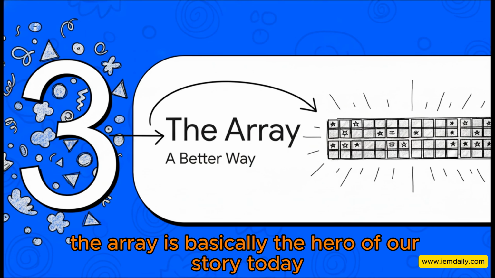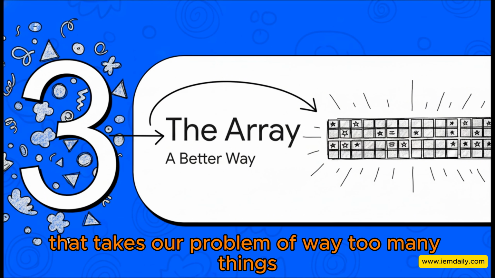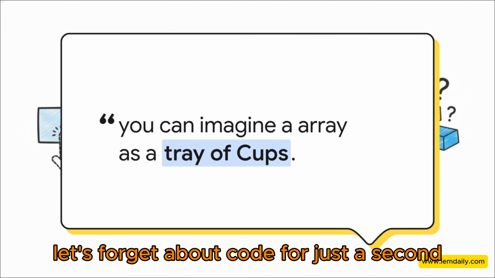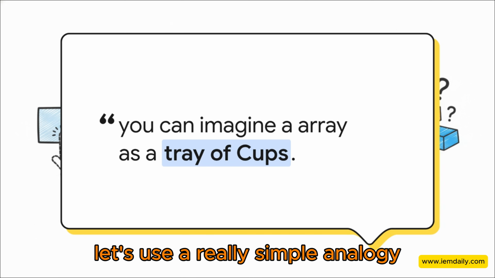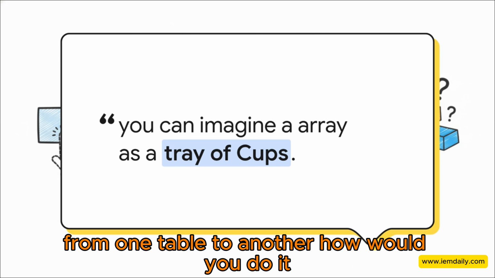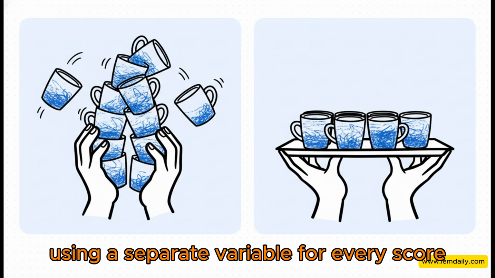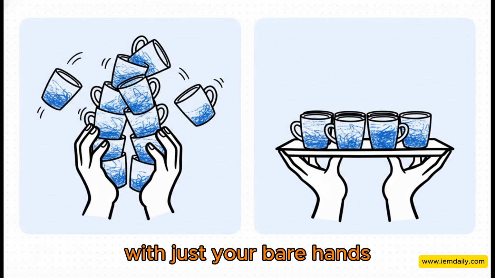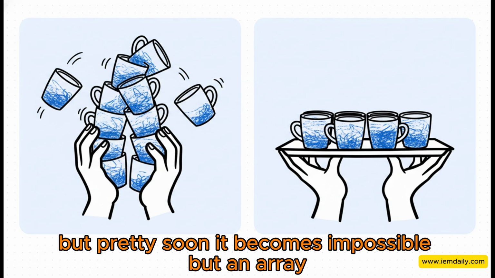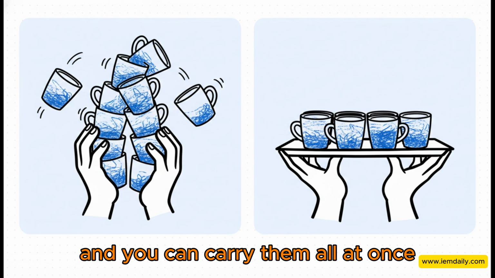The array is basically the hero of our story today. It's this simple, brilliant concept that takes our problem of way too many things and cleans it all up into just one thing. To really wrap your head around this, let's forget about code for just a second. Let's use a really simple analogy. Imagine you're in a kitchen and you need to carry a bunch of cups from one table to another. How would you do it? And this right here just nails the difference. Using a separate variable for every score is like trying to carry all those cups with just your bare hands. You might manage two, maybe three, but pretty soon it becomes impossible. But an array? An array is the tray. You just put all the cups on one single tray and you can carry them all at once, under one name.